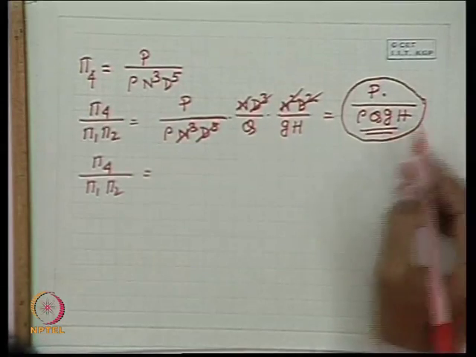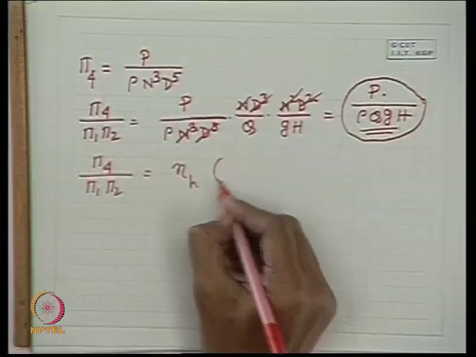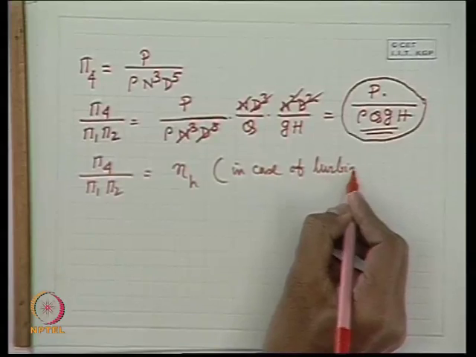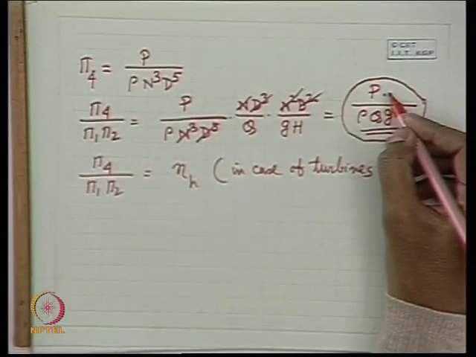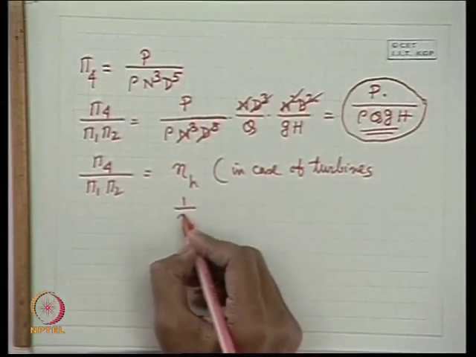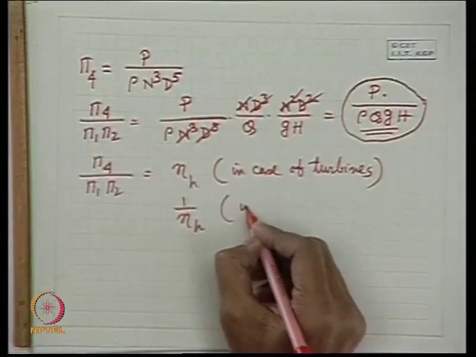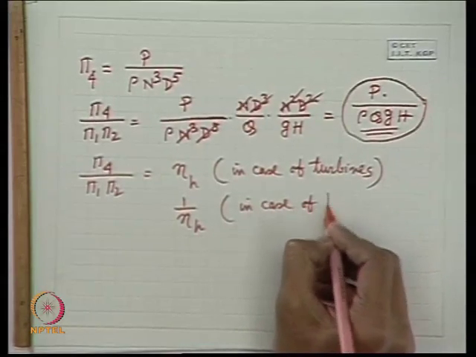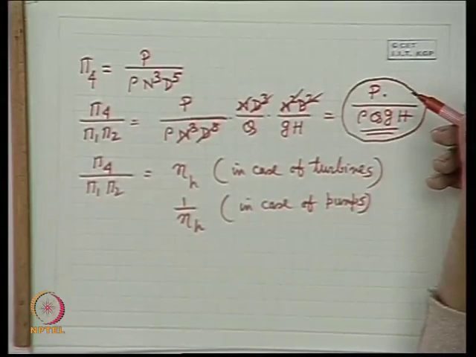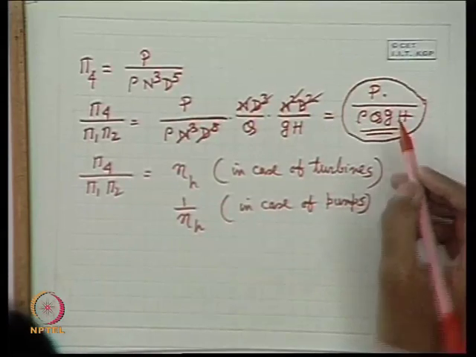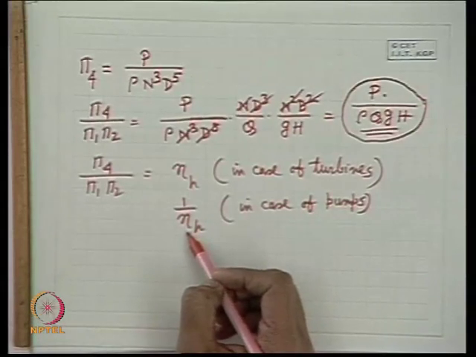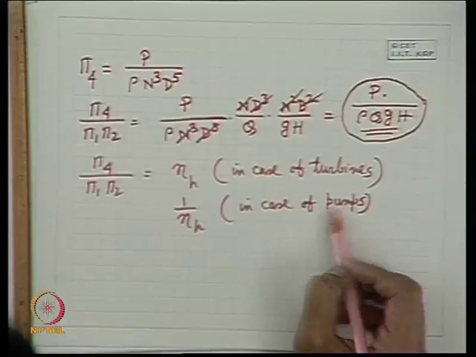That means in case of turbine, it is nothing but eta h. Obviously, because P is the power transferred to the rotor, and this is the head available by the fluid, that means head given up by the fluid. Or 1 by eta h in case of pumps, because P is the input power to the rotor and rho Q g H is the head developed by the fluid. So, therefore, pi 4 by pi 1 pi 2 represents the hydraulic efficiency, or 1 by hydraulic efficiency, depending upon whether it is a turbine or a pump.